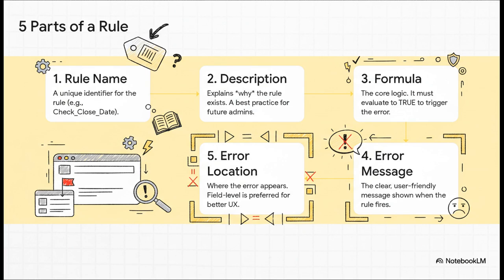You've got your rule name, gotta be unique, then the description, and seriously, always fill this out. Future you will thank you, I promise. Then you have the error condition formula, which is really the brains of the operation. And finally, the error message your user sees and the error location. And a pro tip here, always try to put it right on the field that has the problem. It just makes for a way better user experience.